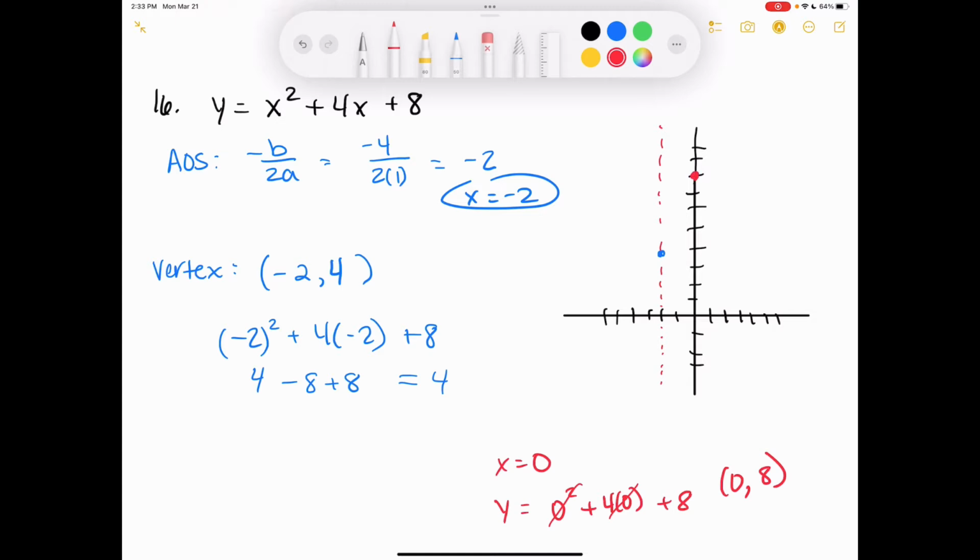Okay, now whatever happens on one side happens on the other. I was 1, 2 away from the axis of symmetry on this side, so I'm going to go 1, 2 away and come all the way up. I don't even have to do any more math. I just have to know a little bit about symmetry and connect the dots, more or less.